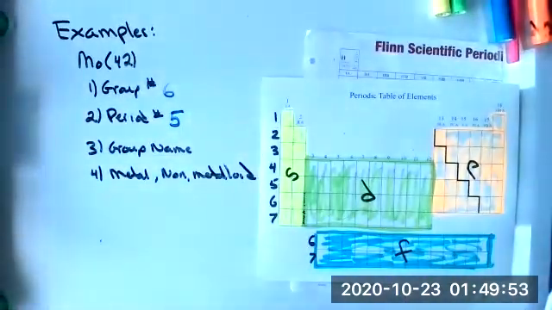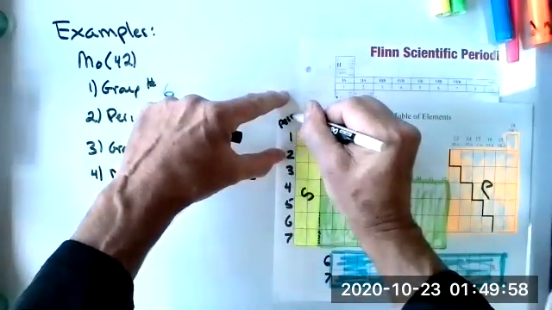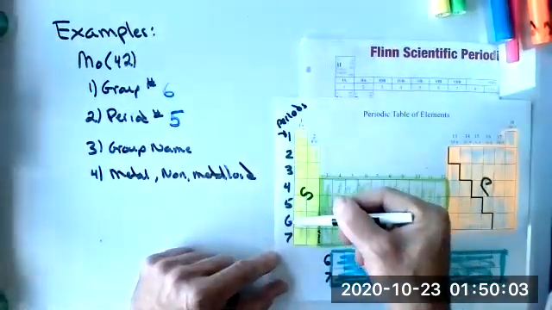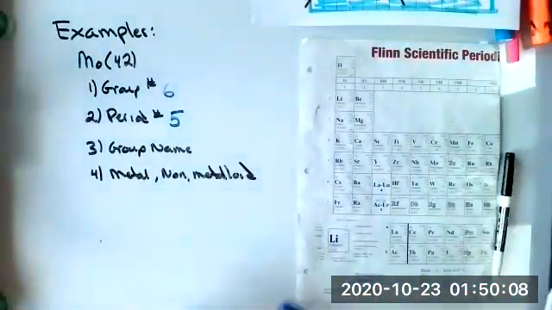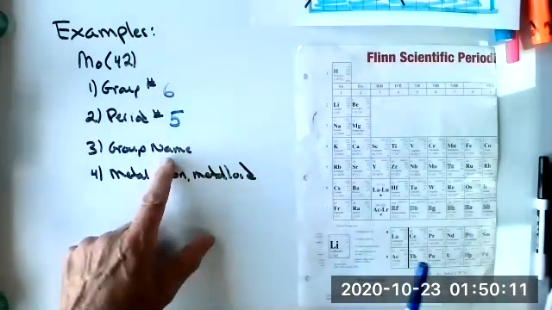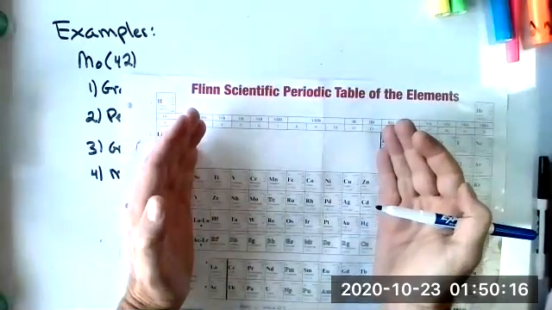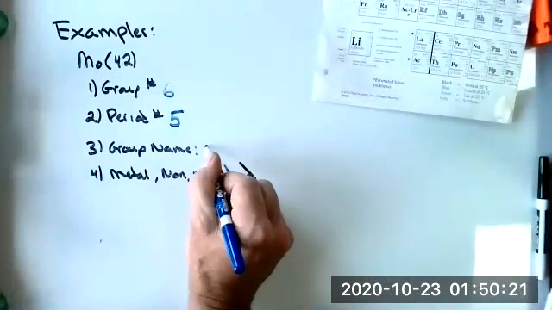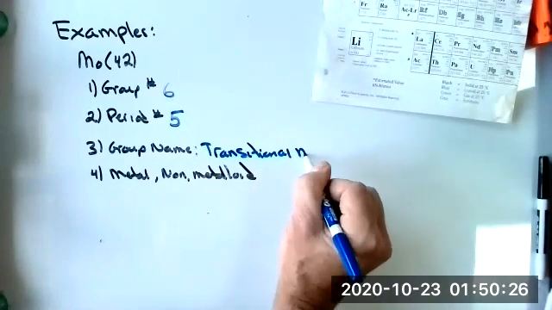Maybe I should have done that to this lovely table. That is my fault. Periods are these numbers here, the 1 through 7. That's your periods. Yeah, sorry about that. Group name. Okay, is there a special name attached to elements that are in this middle part of the table? Yes. The special group name for this group is transitional metals.